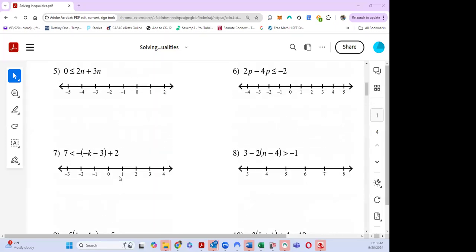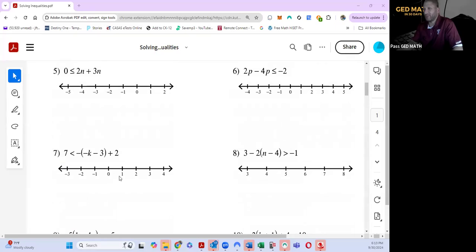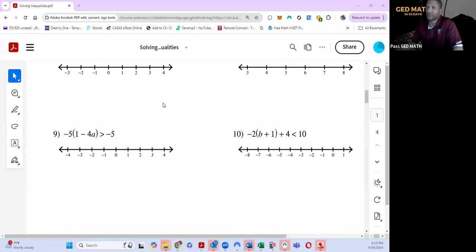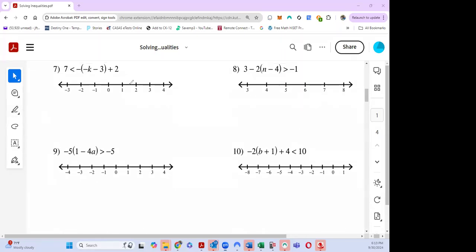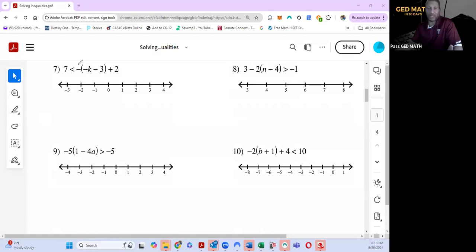Let's see. 7 minus (k plus 3) minus (2 ...). So I'm just going to walk through it. The negative is on the outside. A lot of times on the GED exam, when you're combining terms, they will have a negative on the outside, just by itself. Anytime you see a negative on the outside, you just change the sign of everything inside. So the minus on the outside makes that a positive k, and a positive 3. So I have 7 is less than k plus 5.